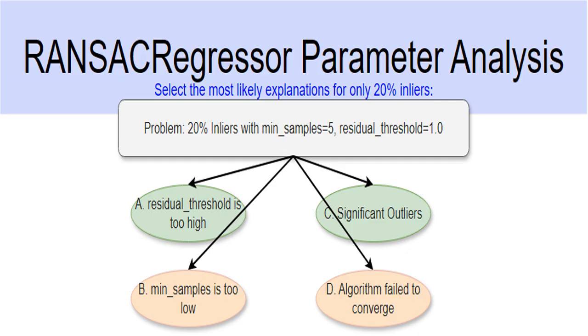I'm analyzing the parameters of the RANSACRegressor, a robust linear model fitting algorithm used in machine learning. It's designed to handle outliers effectively. The key parameters we're investigating are min_samples, the minimum data points to fit a model, and residual_threshold, the maximum acceptable distance from a point to the model.